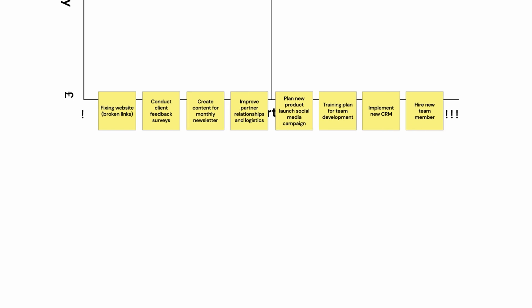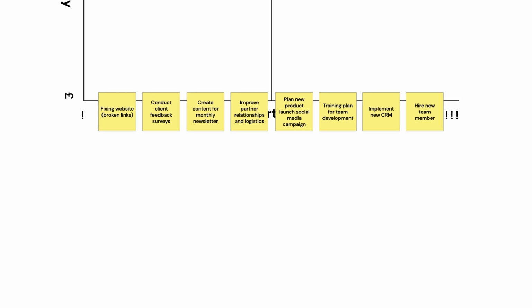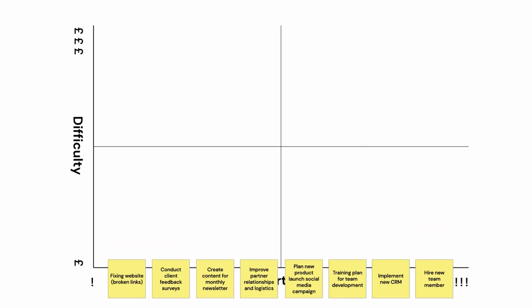Work through each project until they are in order of importance from left to right. Remember, just focus on importance. You're not measuring how difficult the projects are at this point, you're just focusing on how important they are to the business. Now it's time to discuss how difficult your projects are to complete.